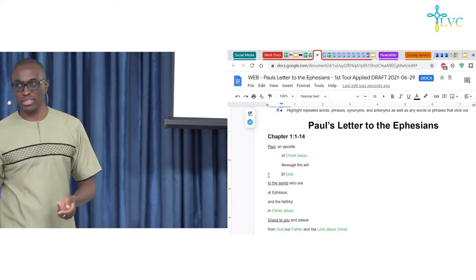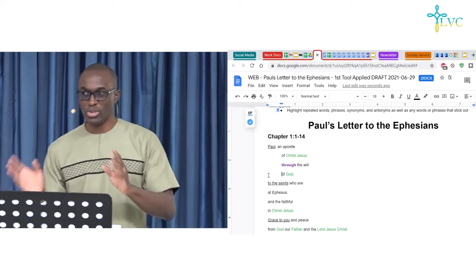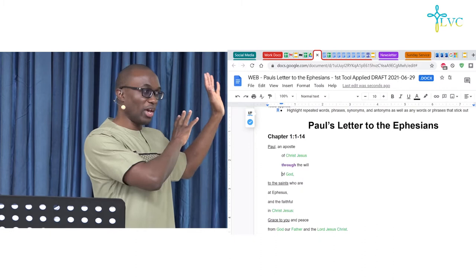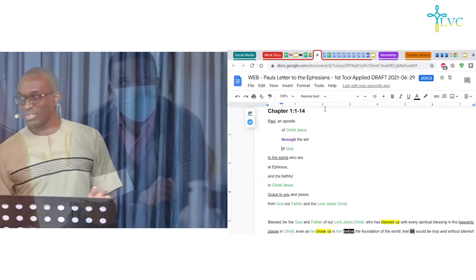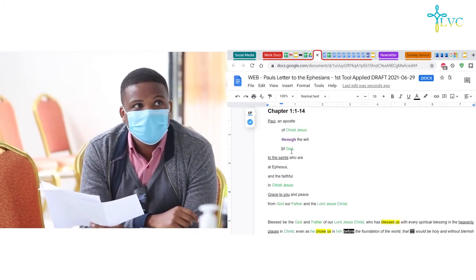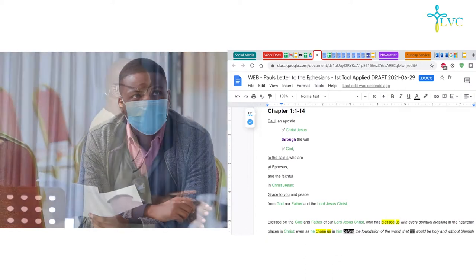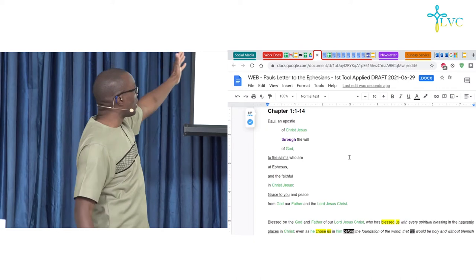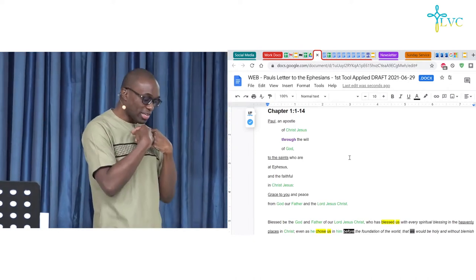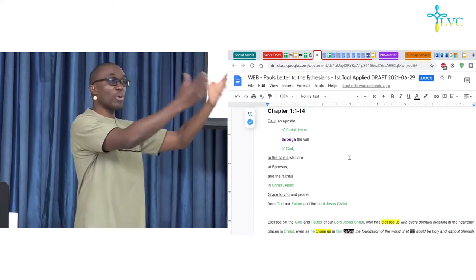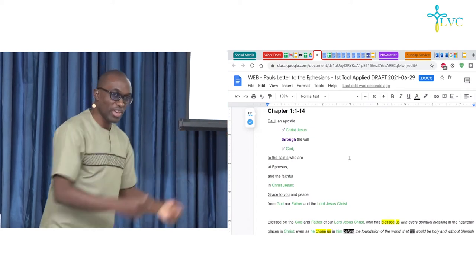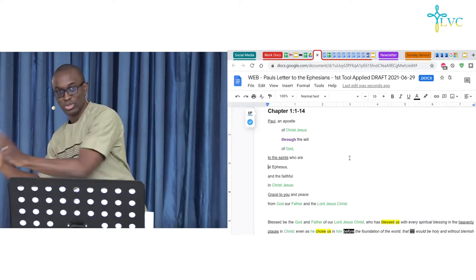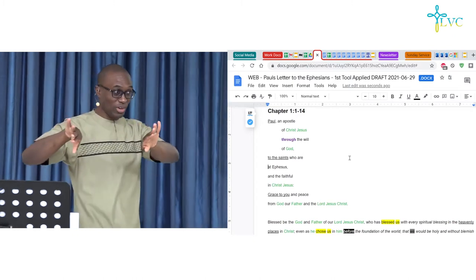Next part is to the saints. Is that something new being presented, or is it a continuation of him being an apostle? It's a continuation, but he's saying something new this time. He's already said, I'm an apostle, and this is why I'm an apostle. Now he's saying, as an apostle of Jesus Christ, by the will of God, now I am saying something to you. So it's something new, and I'll separate that as a new clause.